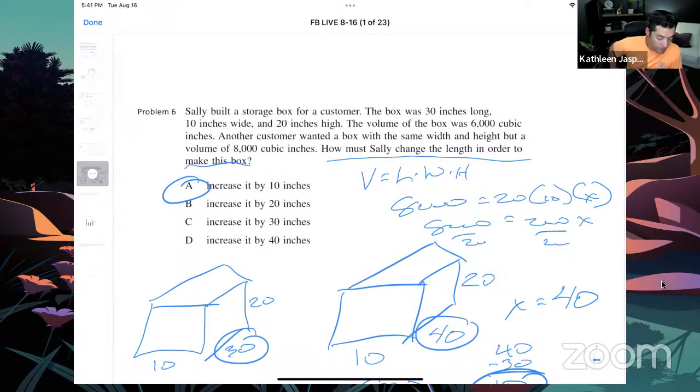Yes, you're right. Subtract 40 minus 30, you get 10. Yeah, you're correct. Okay, sorry, there was a comment there.